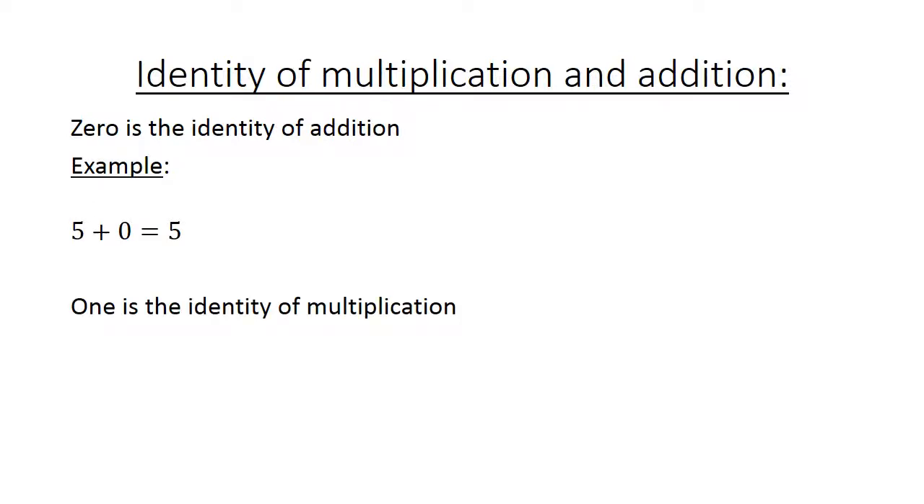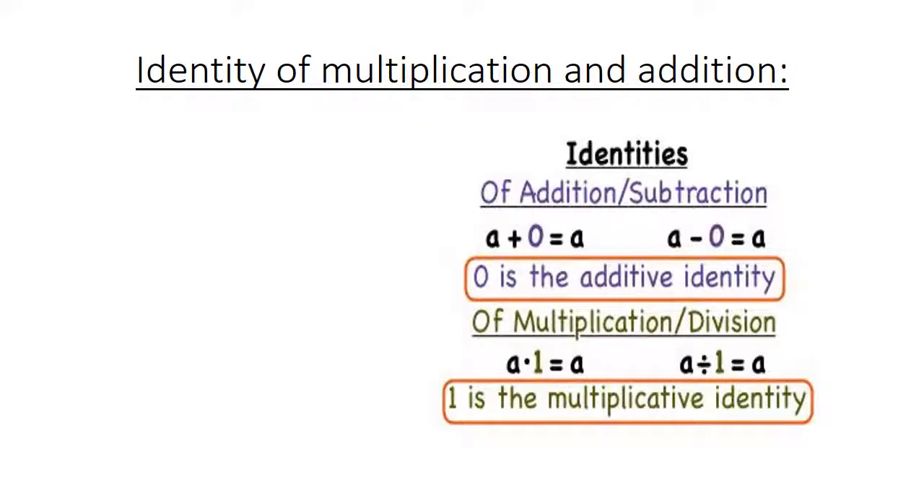Identity of multiplication and addition. 0 is the identity of addition. 5 plus 0 is equal to 5. 1 is the identity of multiplication. Example, 5 times 1 is equal to 5. We look at the identities of addition and subtraction, and the identity is 0. We again look at the identities of multiplication and division, and 1 is the identity there.